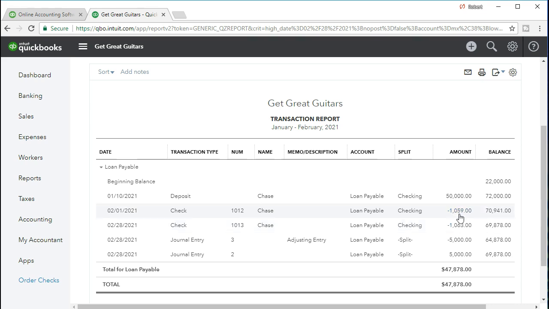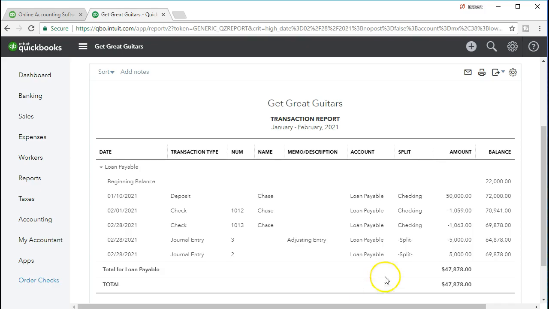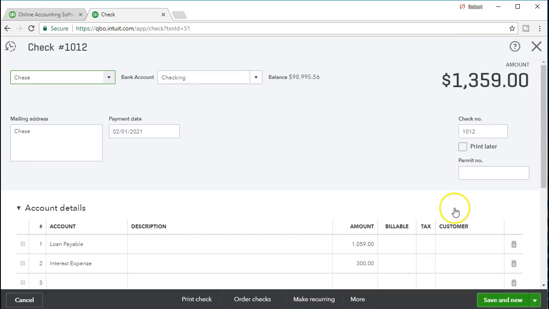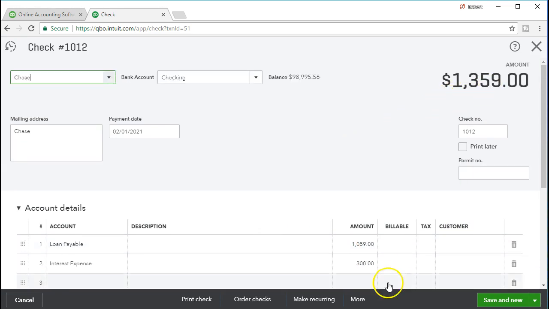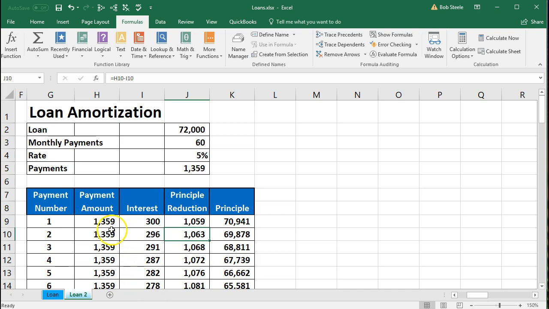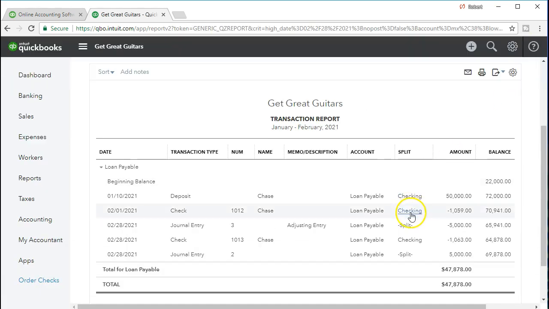So they may put the entire payment here, or they may put the entire payment to interest expense. If this was not correct, which ours looks correct. See, this was broken out to the 1059 and the 1063. If we click on that and look at the payment, it was broken out. The actual payment was for $1,359, and it was broken out between interest and principal. So in this case, we did it right during the payment portion.